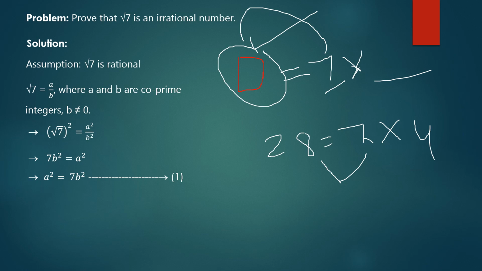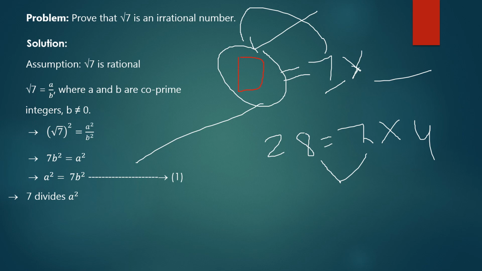The same thing here. A square is equal to 7b square. That means a square we can write as 7 into something. Compare this one with this one. A square is 7 into something. Now from this you can conclude 7 divides a square, the left side number.